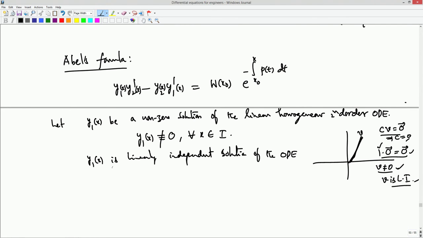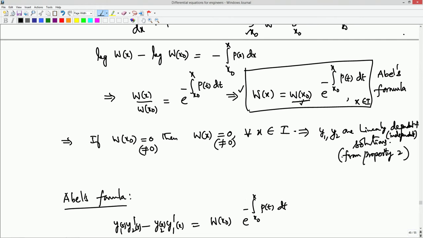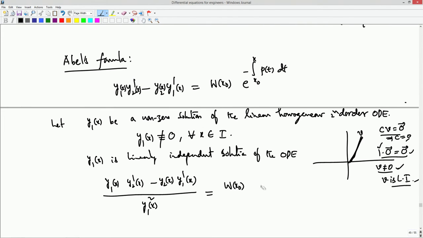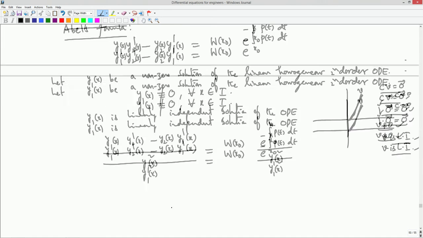Okay? So, once it is given, because it is non-zero, I can divide. Assume that this is non-zero everywhere in the domain. So, y1(x) y2 dash(x) minus y2(x) y1 dash(x). I divided both sides with y1 of x square. Okay? So, W at x naught is actually constant, some arbitrary constant. You can fix any x naught, W(x naught) is the solution. So, it is an arbitrary constant basically. So, it is a constant times e power minus integral x naught to x p(t) dt divided by y1 of x square.